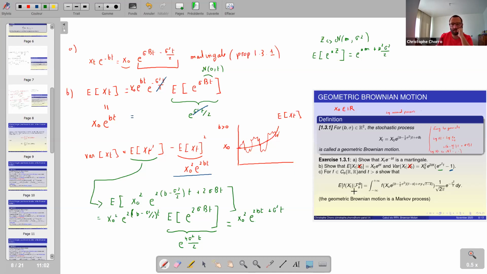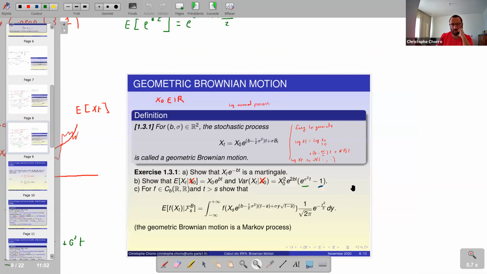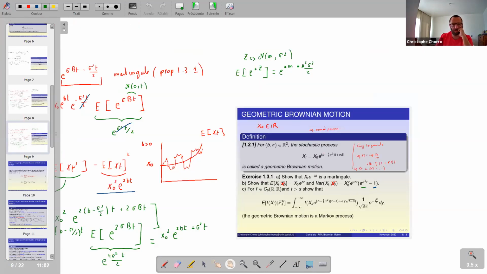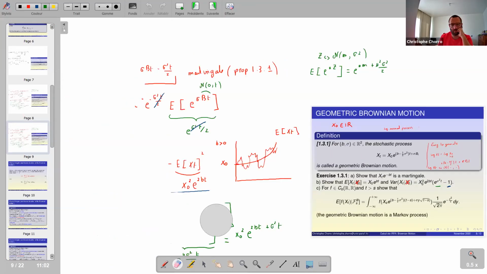Okay, so now it remains to prove the small c, that is, the geometric Brownian motion fulfills the Markov property. In fact, you are going to see that it's exactly the same methodology as the one used for the Brownian motion.